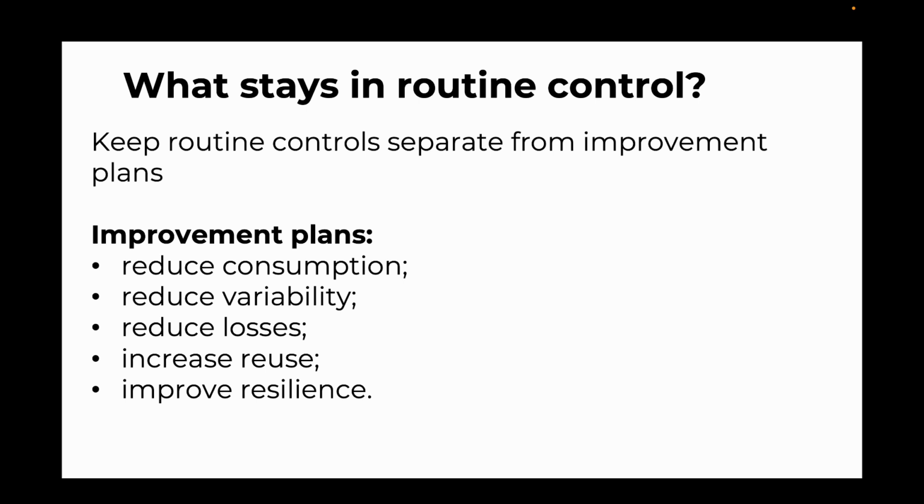Now, improvement plans are different. They are about changing performance, reducing consumption, reducing variability, reducing losses, increasing reuse, and improving resilience. These are good examples of improvement. So both are necessary, but they should not be confused. If everything becomes an objective, objectives lose meaning.